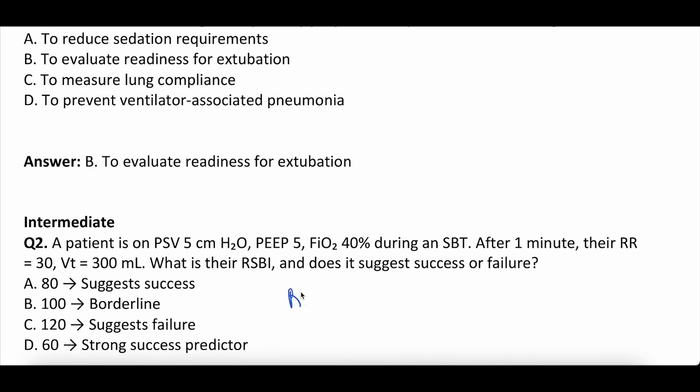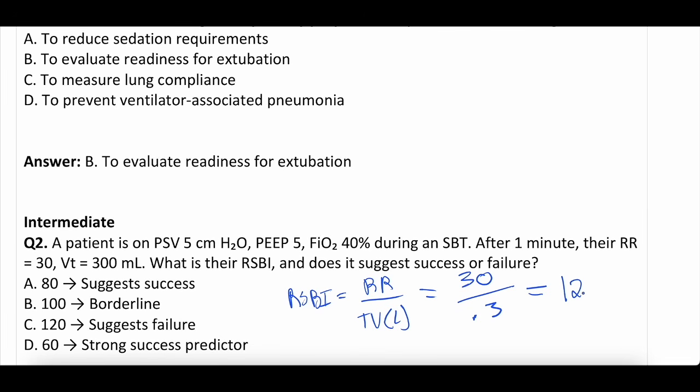So we'll do the math with you here. RSBI, rapid shallow breathing index, equals respiratory rate divided by tidal volume in liters. This patient's respiratory rate was 30 and their tidal volume was 300 milliliters, which is going to be 0.3 liters. 30 divided by 0.3 hopefully is 120 maybe? Uh-oh. Did we do our math wrong? Good thing we have a calculator right next to us on our phones. 30 divided by 0.3 is 100. I actually think we might have done our math wrong for the answer. So it should be 100, which is B.